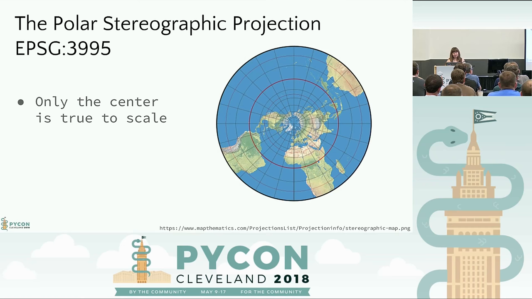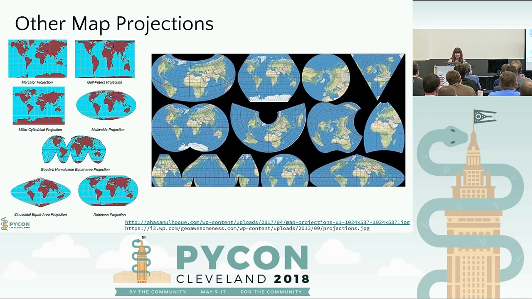The polar stereographic projection is a cool one. Only the center is true to scale, so if you're trying to map one of the poles, this might be the one you want to use. And there are lots of other projections. There are so many that you've probably seen, but we're only going to be using a few today. Feel free to poke around at other projections.